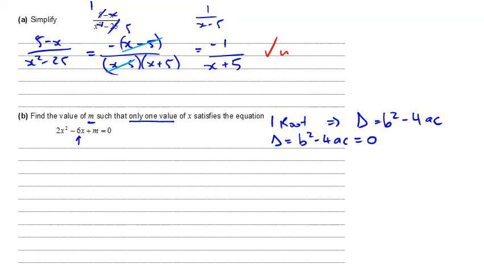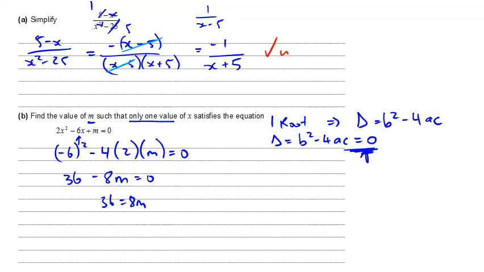Okay, so negative 6 squared minus 4 lots of 2 lots of m equals 0. Equals 0 because of this equals 0 over here being one root, the discriminant. So it's 36 minus 8m equals 0. So 36 equals 8m. Divide by 8 and you get 4.5 equals m.